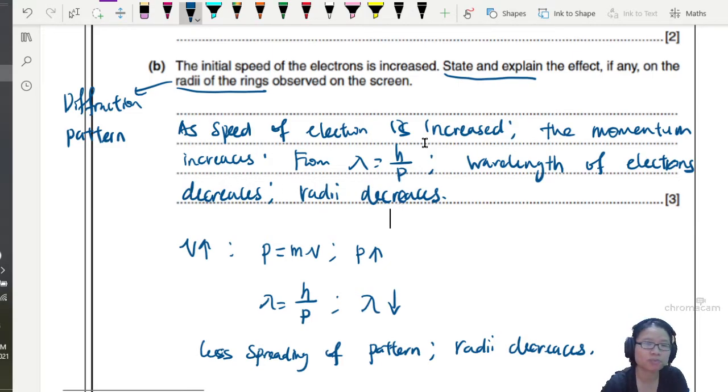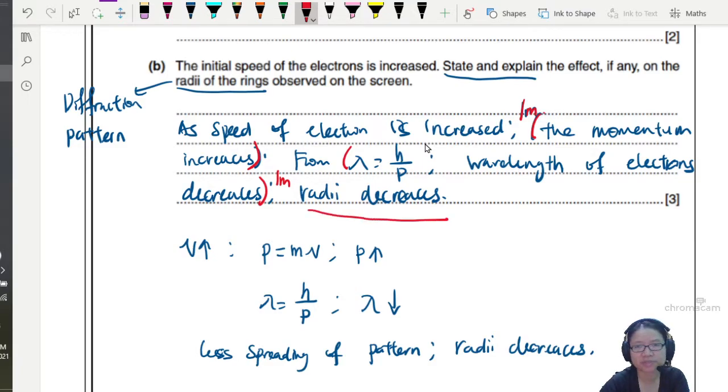So your 3 marks: number 1, momentum increases. This is your first mark. Your second mark is when you mention something along the lines that because momentum increases, wavelength decreases. And finally, you will say that the radii decreases, to answer the question, state and explain the effect.